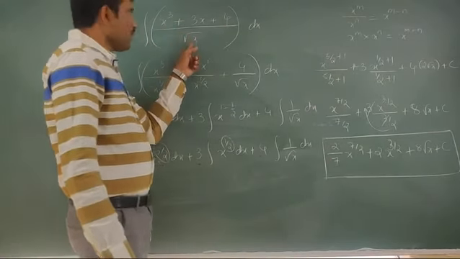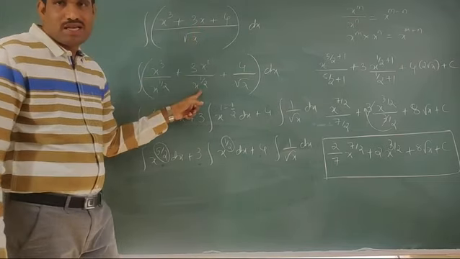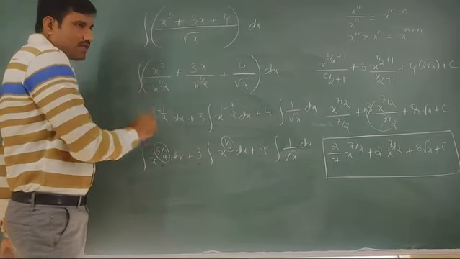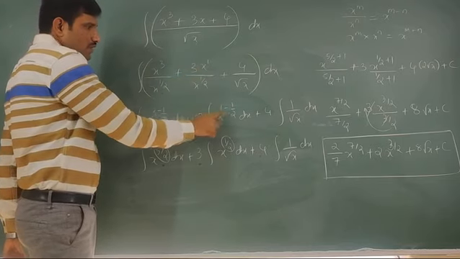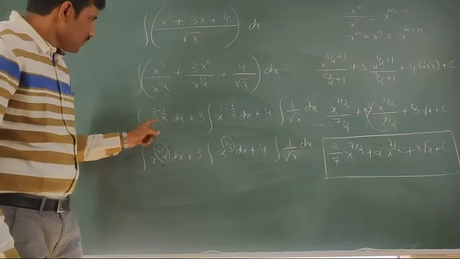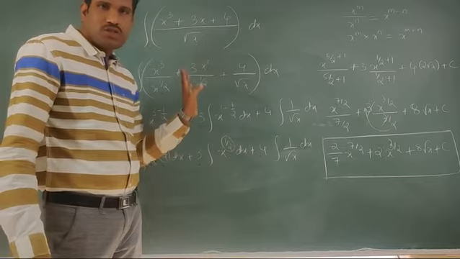So x cube by root x. What is root x? It is x raised to 1 by 2. 3x by root x, again root x is x raised to 1 by 2. Plus 4 by root x. Now this is x raised to m by x raised to n, x raised to m minus n into dx. Plus 3 into x raised to m by x raised to n, 1 minus 1 by 2. Plus 4 into integration of 1 by root x. So 2 3s are 6 minus 1 is 5 by 2. 2 1s are 2, 2 minus 1 is 1 by 2.